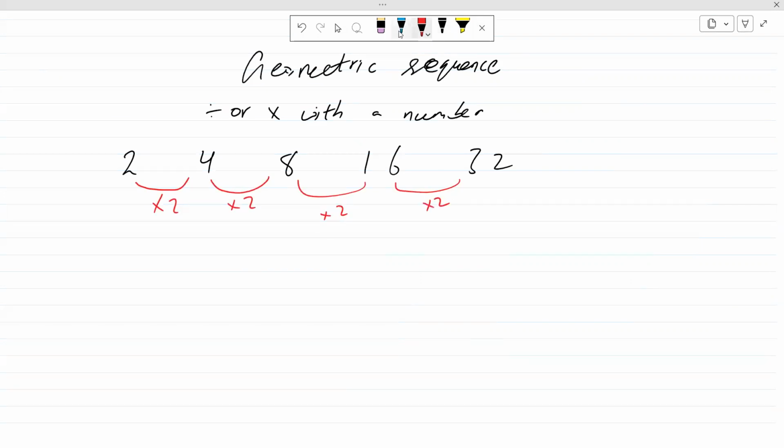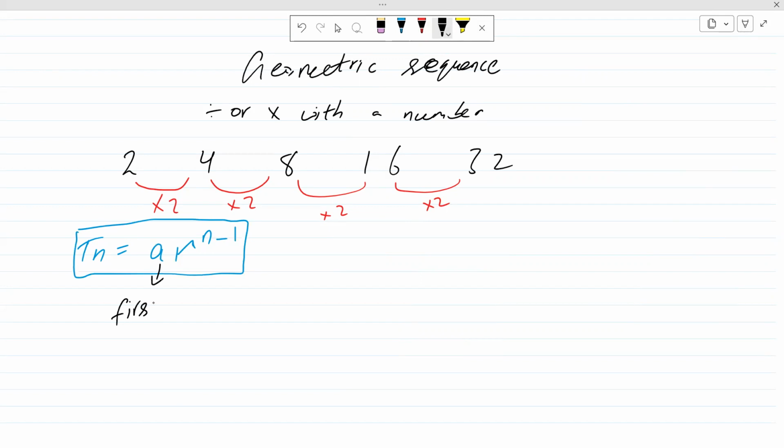But what about the general formula? We need to find the general formula. General formula will be, you can note this down. This one you need to remember. A r raised to power n minus 1. Very useful to remember this. What is A? First term. What is R? It's common ratio. We don't have common difference here.